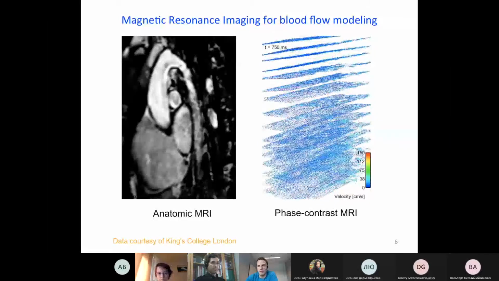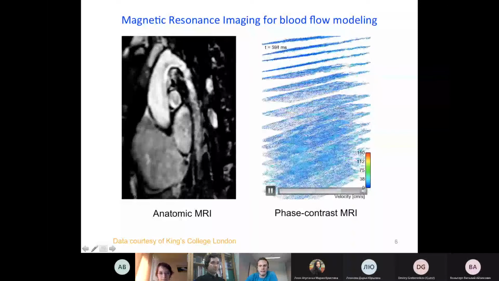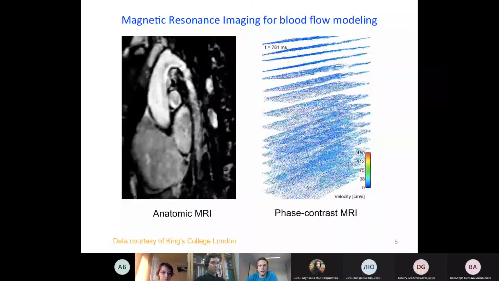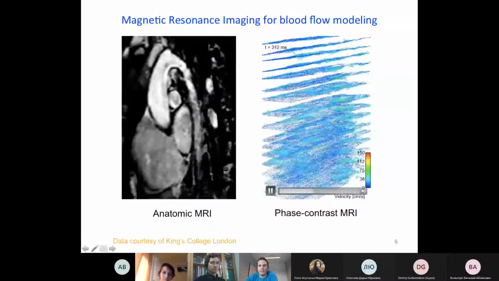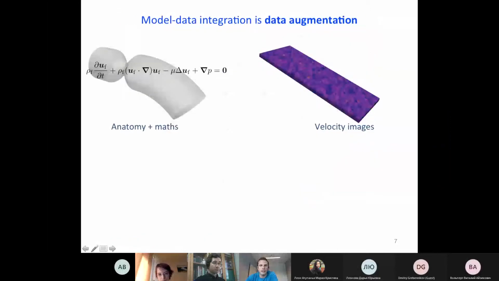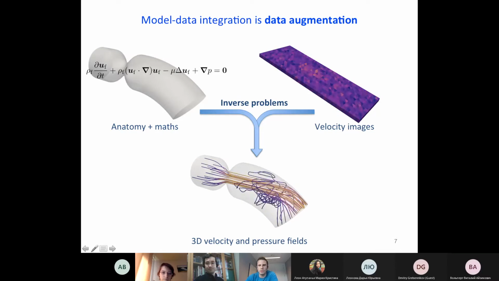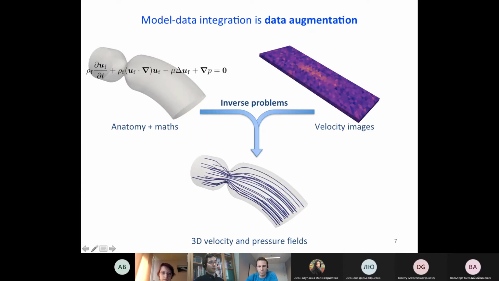So artifacts you see there, for example, you see noise. There are other types of artifacts that are present. So we develop methods to integrate this data into the models, considering those artifacts. In short, when you have the anatomy and the flow information, some type of velocity information, you then, by solving inverse problems, try to merge these two, for example via some kind of least squares approach, and you can augment the information that you have on your phenomenon.